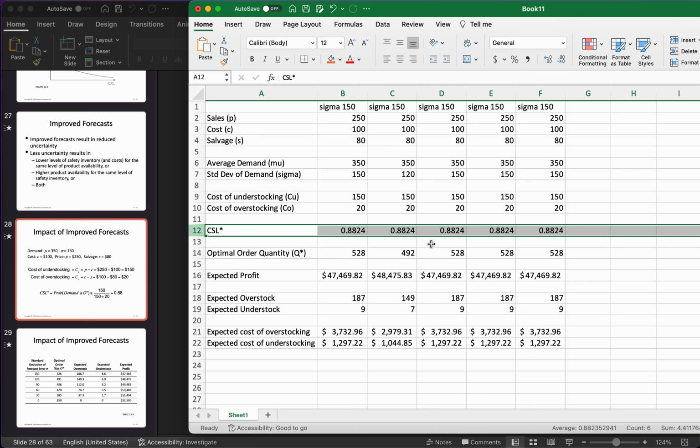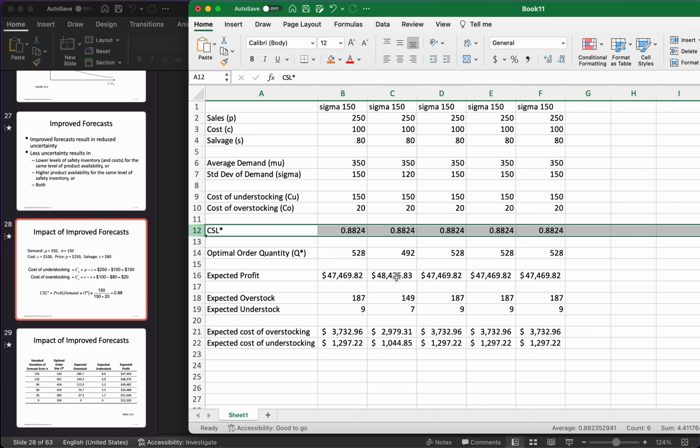But the cycle service level stays the same. Even though the cycle service level stays the same, because my standard deviation is reduced, I'm going to order fewer units. Here I ordered way more units, 528. That is why I had a huge overstock. Now I'm going to order fewer units. My overstock is reduced, but my profit has gone up, as you can see.